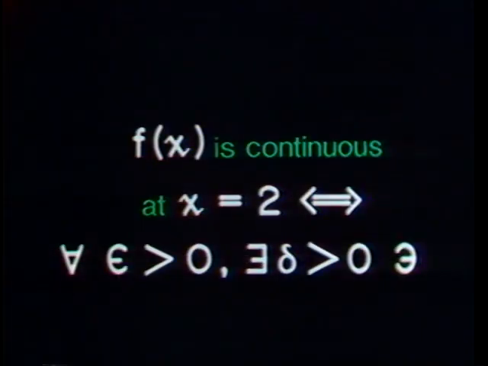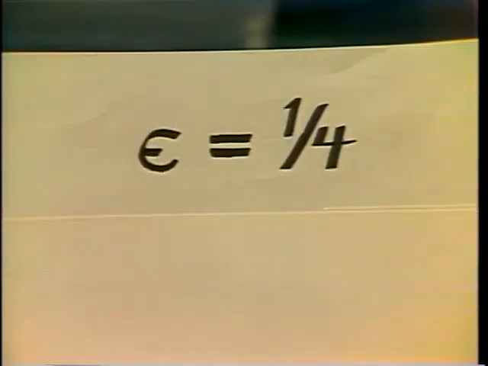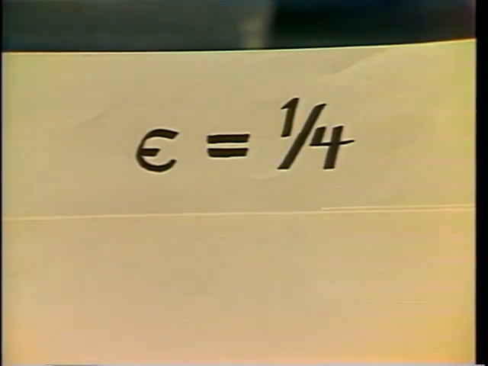Also, f at x is continuous at x equal to 2 if and only if, for all positive epsilon, there exists a positive delta such that the absolute value of f at x minus f at 2 is less than epsilon when the absolute value of x minus 2 is less than delta and x belongs to the domain of the function f. Suppose we try a specific value of epsilon and then see if a value for delta can be found. Suppose we try epsilon, say, equal to 1/4.